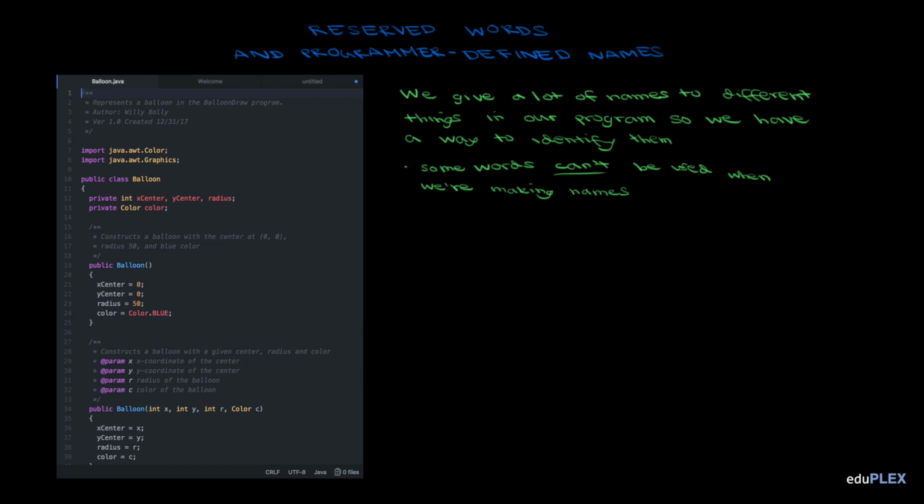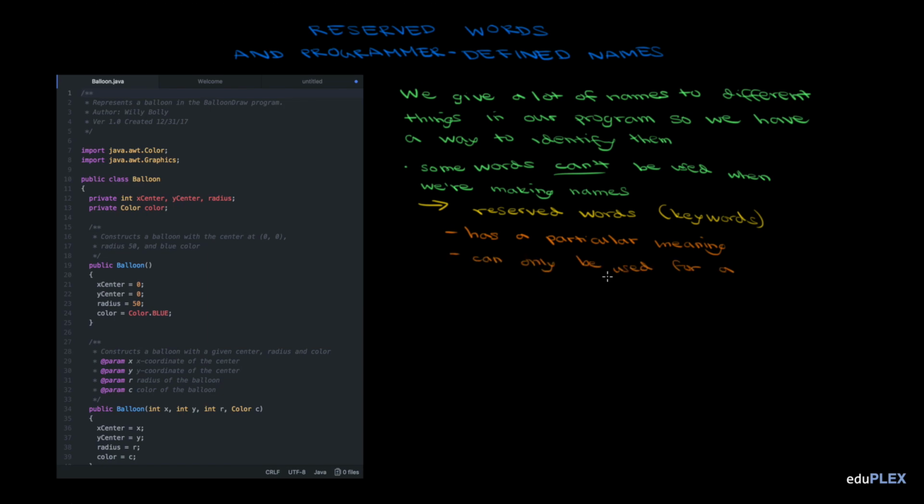These words are reserved for a purpose, and they're called, in a rather self-explanatory way, reserved words, or keywords for short. Each reserved word has a particular meaning and it can only be used for a specific reason. For example, when we're looking at our balloon class from last time, we see some words that come up frequently like int, class, and public. These are keywords defined by Java for a specific reason.